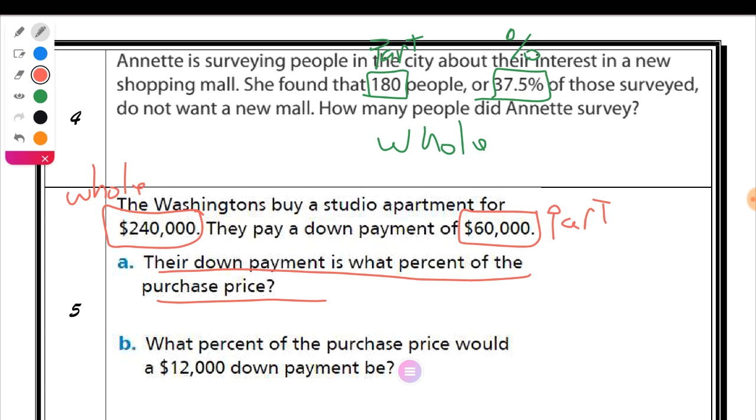But in the next one, he changed the part. So the part now is different, this is the new part. He doesn't need to pay 60,000 US dollars, so he changed it to 12. So can you calculate the percent? Yes, it's the same formula. Okay? Okay.